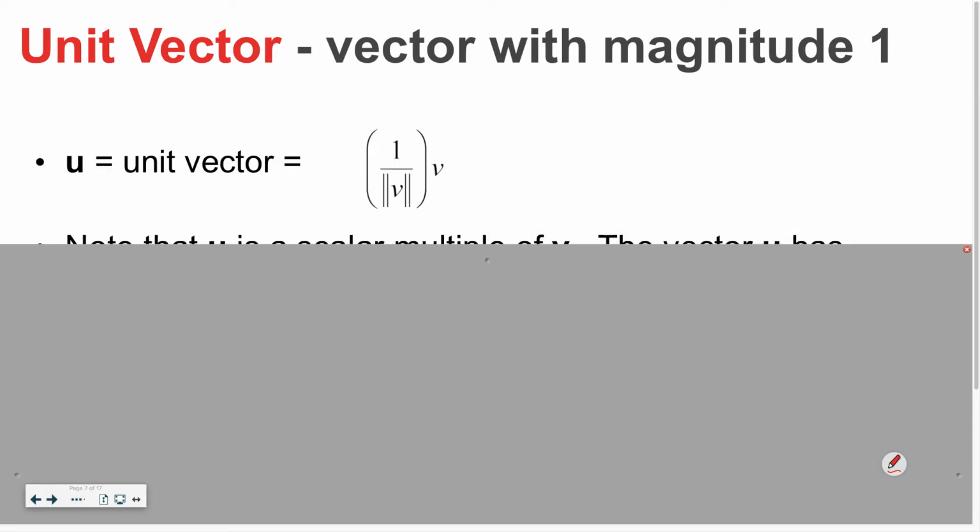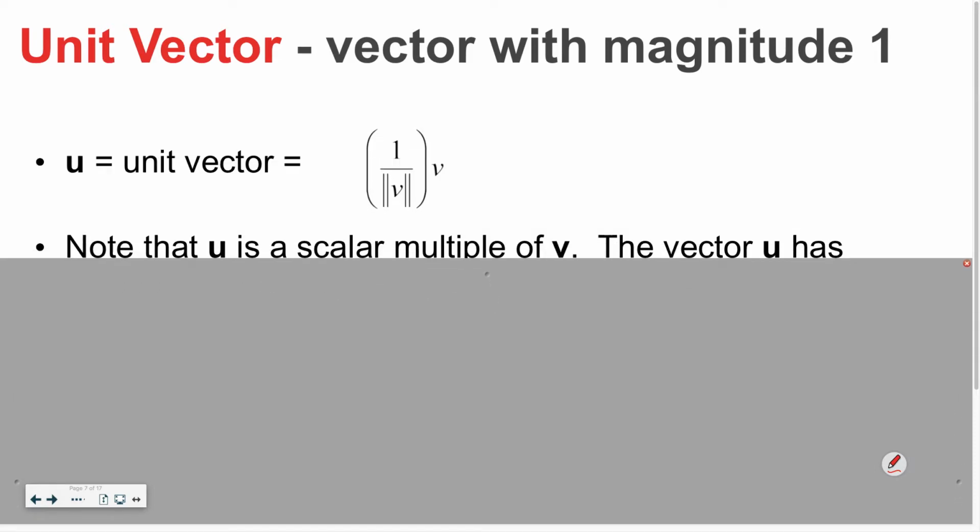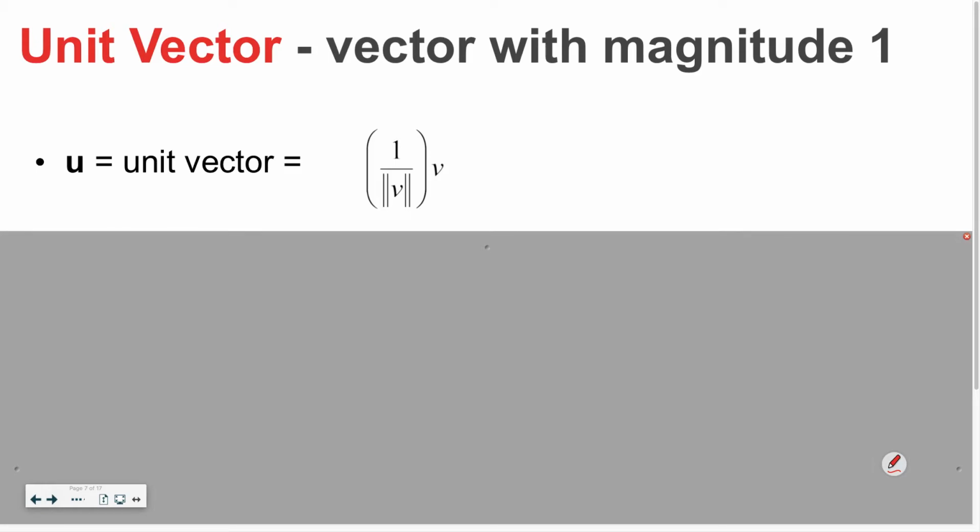Now, what we are going to do is force vectors to be unit vectors. We're basically going to take a vector, keep its direction, but shrink it down to have magnitude 1. So it's going to go in the same direction, but we're still going to have magnitude 1. And the way that we're going to do that is by taking 1 over the magnitude and multiplying it by that vector.